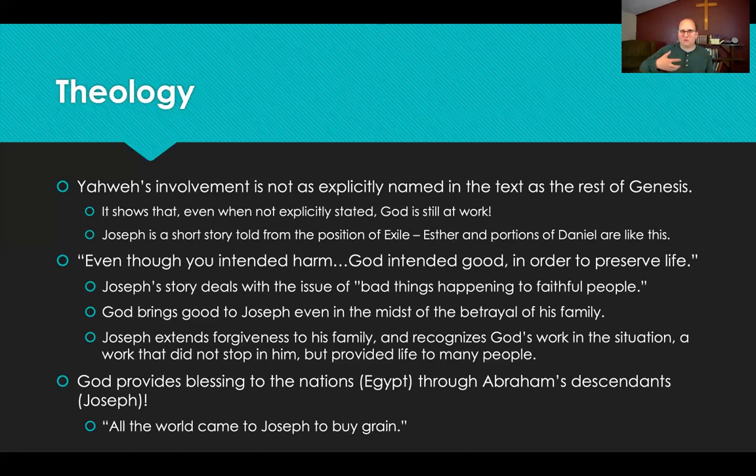So lastly, that brings us to the ultimate glimpse into God's involvement here. God provides blessings to the nations, namely Egypt and the other nations who come to Egypt, through Abraham's descendants, namely Joseph. If you remember, God promises Abraham a son and says, you will have many descendants, and through your descendants, all the nations will be blessed. And we're told that the whole world came to Joseph to buy grain. God answers God's promises yet again. Even when the people that God promised these things to tried to take life away, God brings life to the nations.